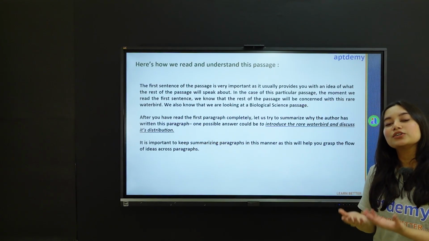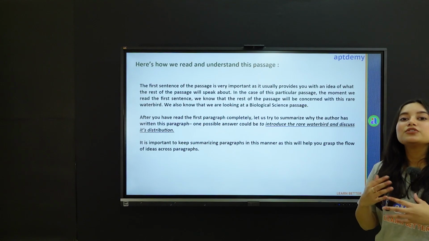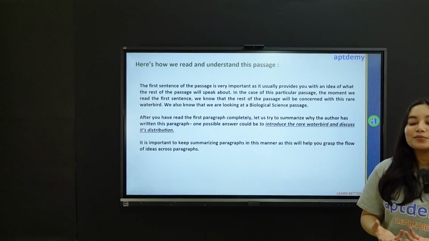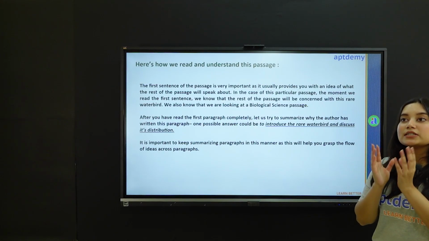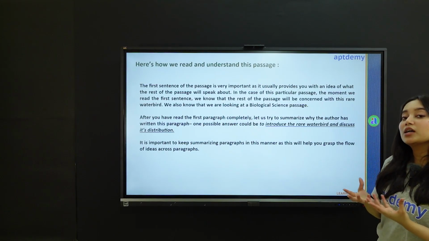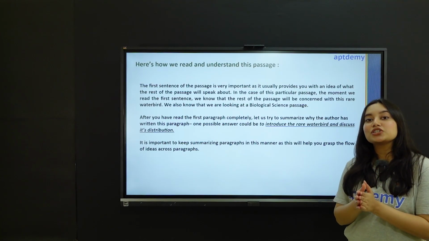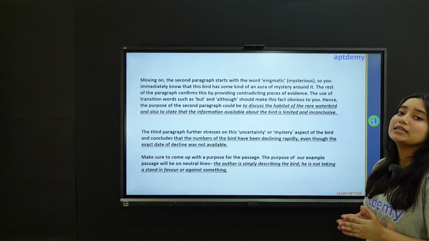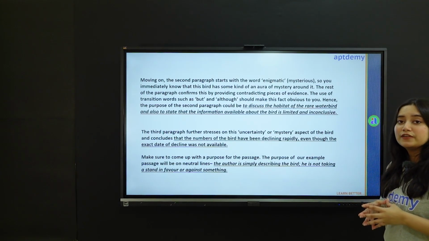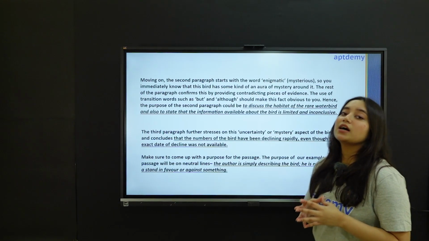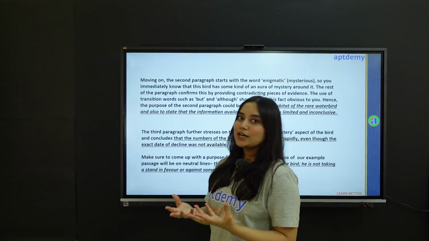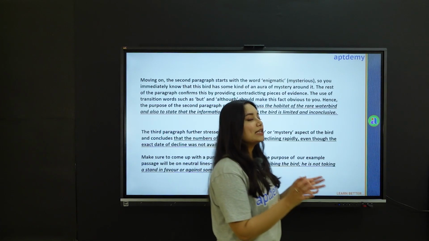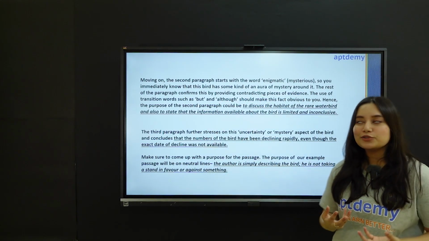So why did the author write the first paragraph? To introduce us to the rare water bird and to discuss its distribution. That is the summary. Now the summary, as I said, helps us to understand the transition and the connection between paragraph to paragraph. Next, when we were reading the second paragraph, what did we find? That the second paragraph started with the word enigmatic. So it tells us that the bird has a mysterious quality to it.